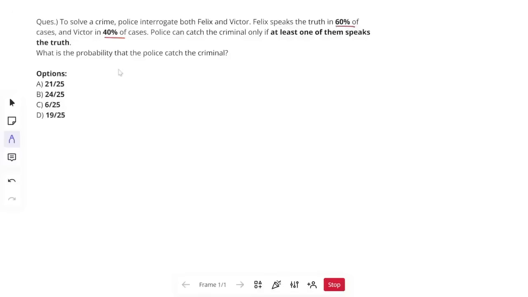See, first of all, let's note down the data which is given to us. So Felix truth probability. Felix speaks truth with the probability of what? 60%, right? So 60% can be written in what way? 0.6, right? 60 upon 100. So Felix truth probability is 0.6. In the same way, Victor's truth probability is what?